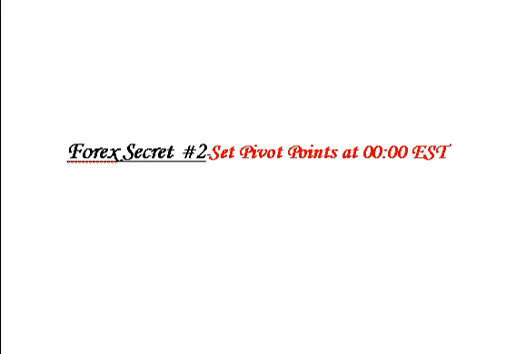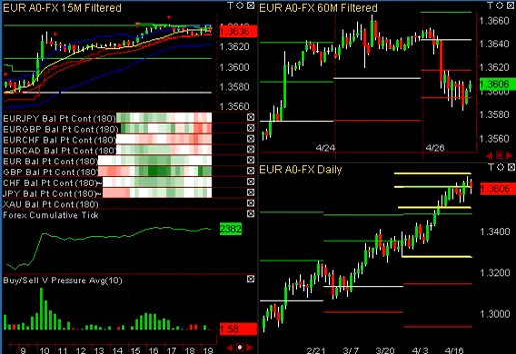Forex secret number 2. Set pivot points at midnight Eastern Standard Time. Pivot points are used by floor traders to determine a daily price range. It is calculated as follows. Pivot point equals the high plus the low plus the close divided by 3.